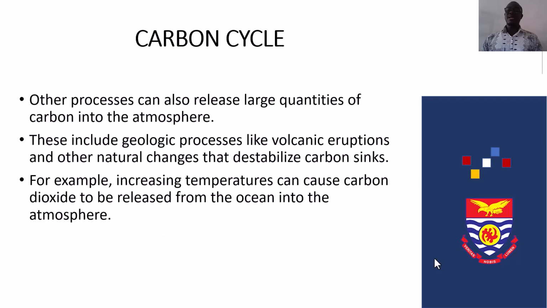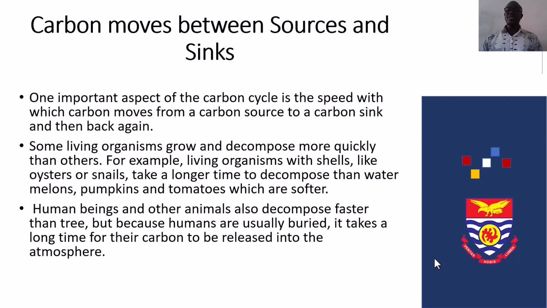Other processes can also release large quantities of carbon into the atmosphere. These include geologic processes like volcanic eruptions and other natural changes that destabilize carbon sinks. For example, increasing temperatures can cause carbon dioxide to be released from the ocean into the atmosphere. One important aspect of the carbon cycle is the speed with which carbon moves from a carbon source to a carbon sink and then back again.